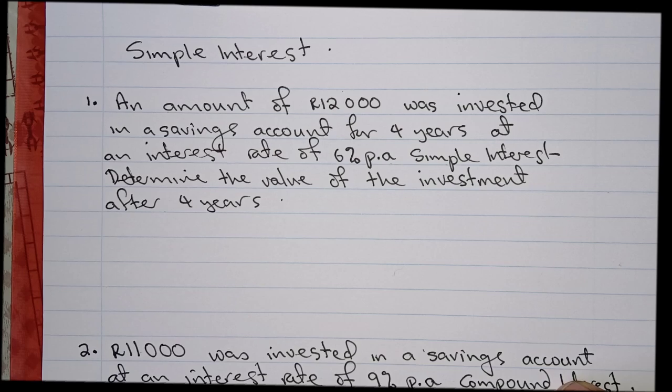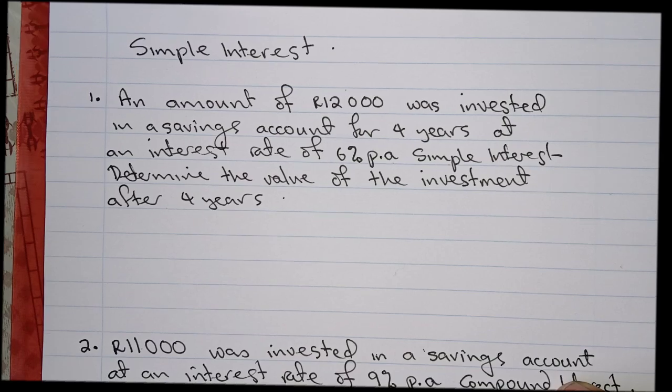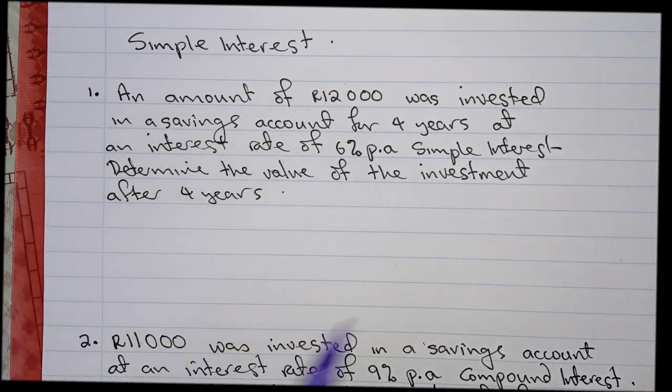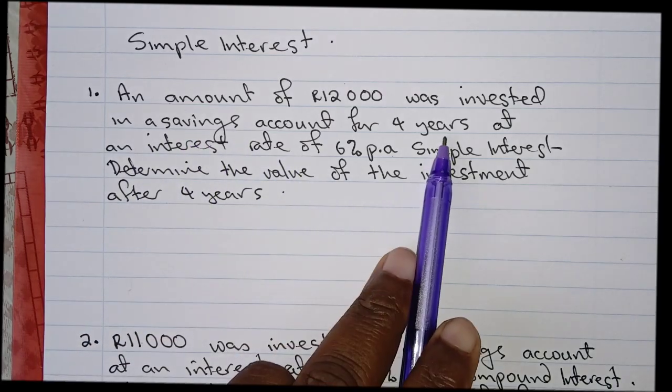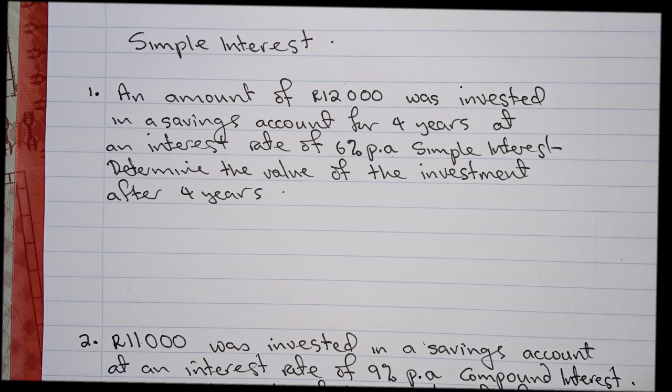All right, let's look at the questions. The first one is simple interest. The first concept is simple interest. The question is saying an amount of 12,000 Rand was invested in a savings account for 4 years at an interest rate of 6% per annum, simple interest. Determine the value of the investment after 4 years.